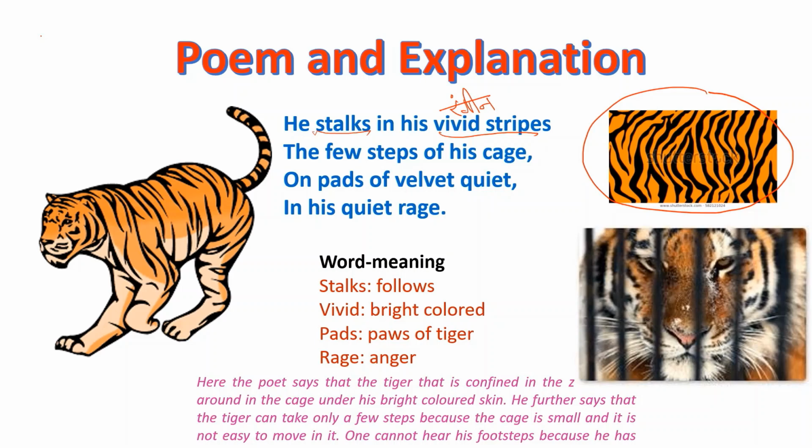The few steps of his cage, अपने केज में, अपने पिंजरे में, he takes just a few steps. Few steps क्यों? क्योंकि केज इतना छोटा है. The tiger is not free to move at all. So the tiger takes a few steps in the cage with his colorful, beautiful striped body on pads of velvet quiet.